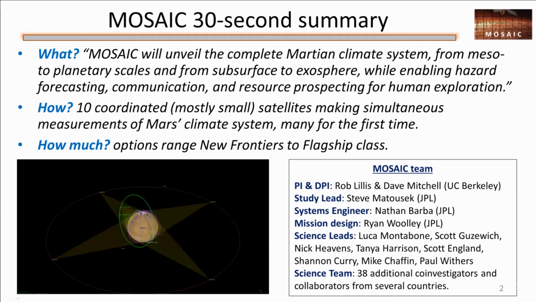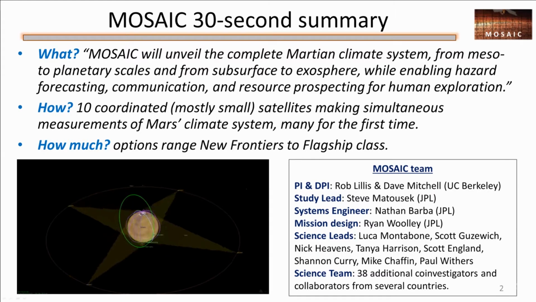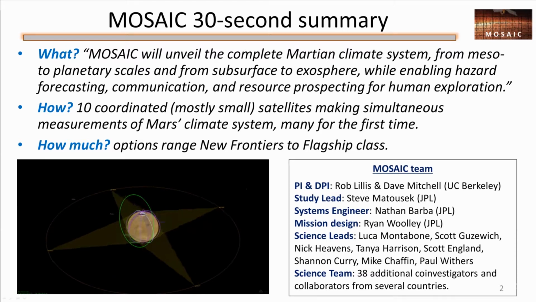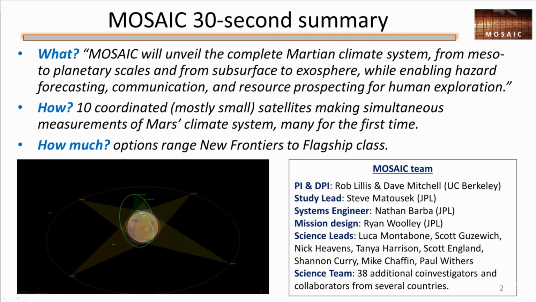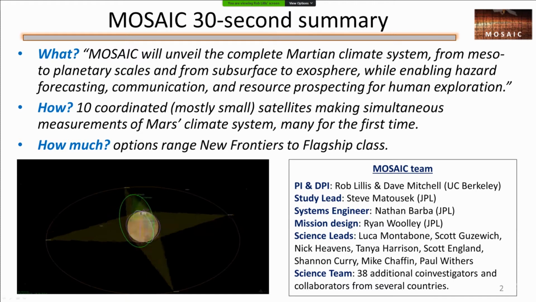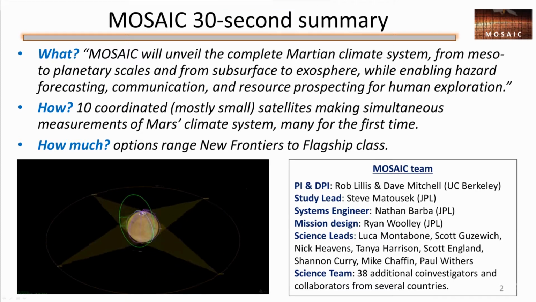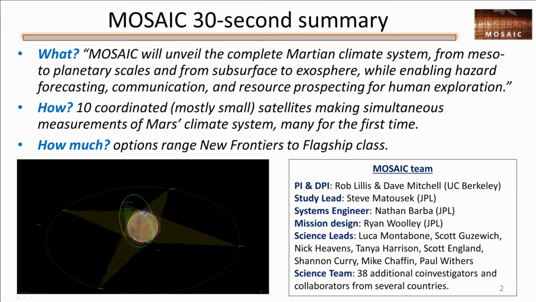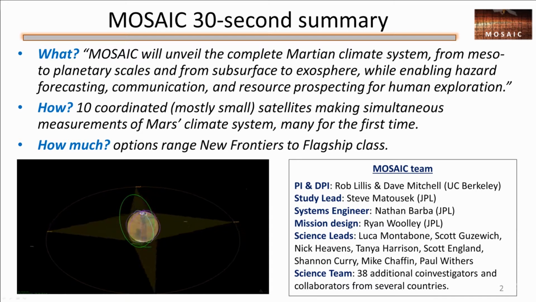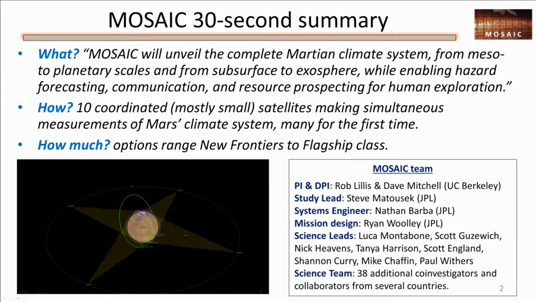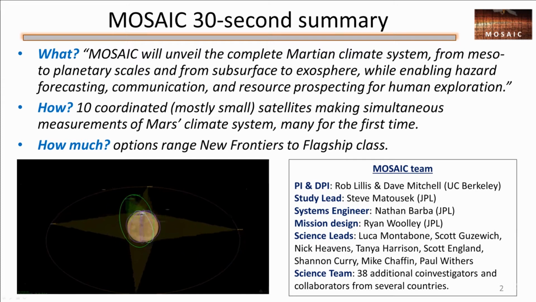So just in case you fall asleep later, I'll give an upfront 30-second summary. What is MOSAIC? MOSAIC is a mission that plans to unveil the complete Martian climate system from both mesoscales to planetary scales, and from the subsurface to the exosphere. The way we plan to do this is with 10 coordinated, mostly small satellites, making simultaneous measurements of the Mars climate system, many of those measurements for the first time. And its different options range from the New Frontiers class up to the flagship class.